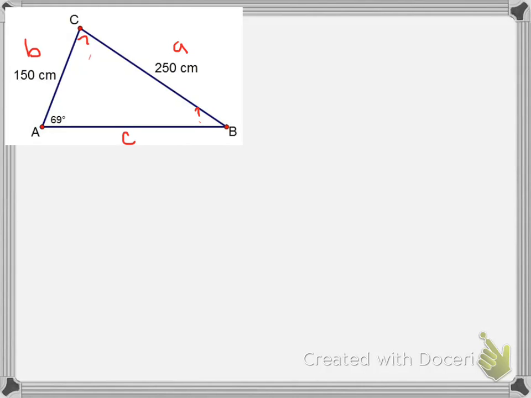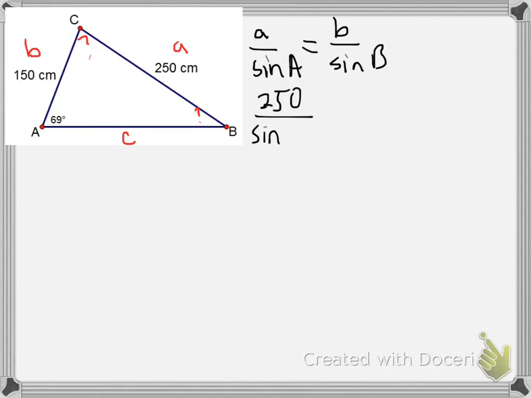So a over sine A equals, let's do b over sine B. So I'm going to do that, and it turns out that a is 250, sine 69 equals 150 over sine B.